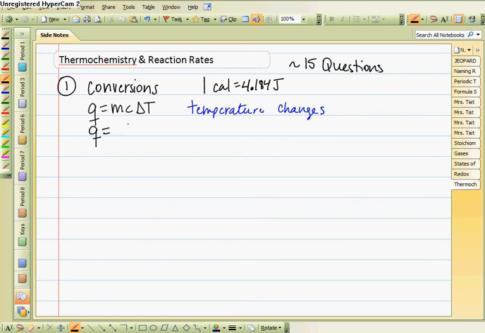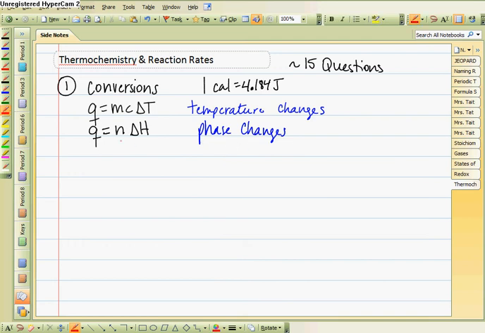Then the other equation that will be given to you is the Q equals n delta H equation. And this is what you will use to calculate the energy for phase changes only. So these would be questions like how much energy would it take to boil 10 grams of water, or to condense 10 grams of steam, or to melt 10 grams of ice. Right? It's all about the phase change.